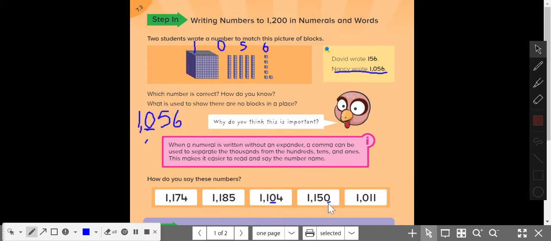Let's try the next one. 1150. There's that 0 again, holding the ones place. Say the number with me. 1150. Let's try the last one. 1011. There's the 0 again. Say the number with me. 1011. Very good. Now let's move down to the bottom of our screen.